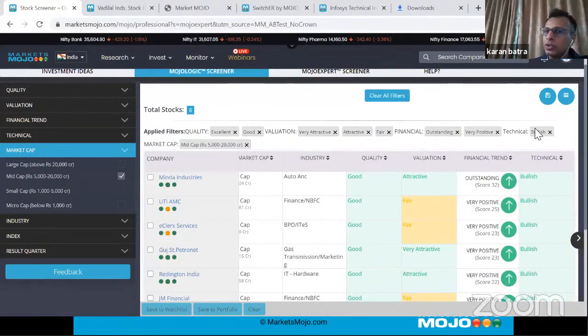What you can also do is save this screen and come back to it later. Whenever you want, you can come back to the screen. You can also add these stocks directly to your watch list by clicking there and adding them to your watch list.